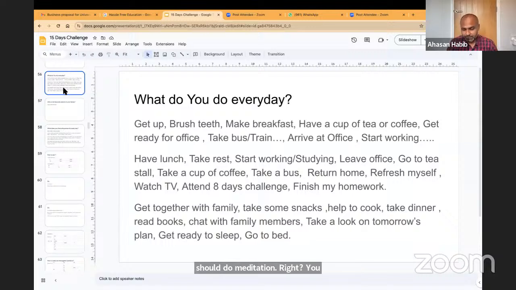So what he taught us, first in the morning you have to do the meditation.